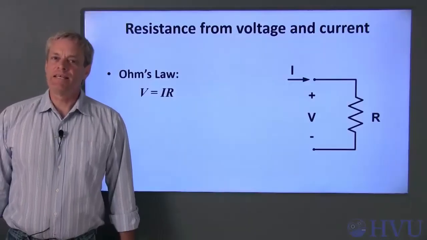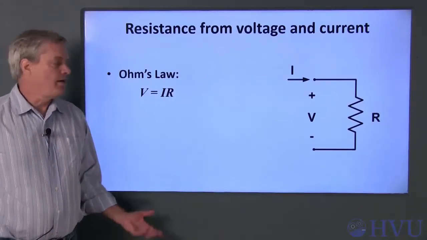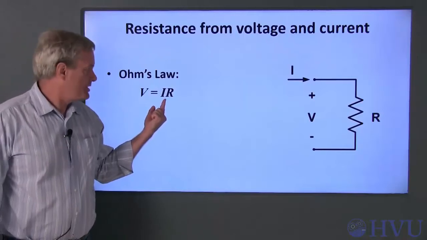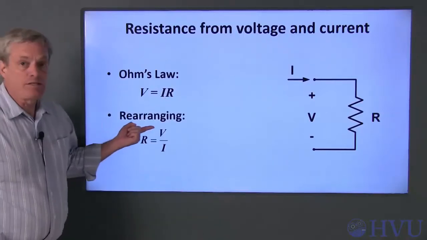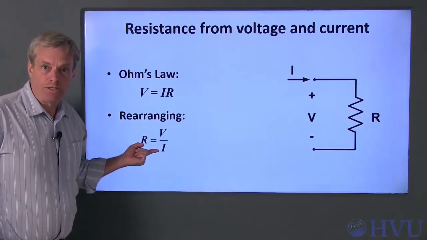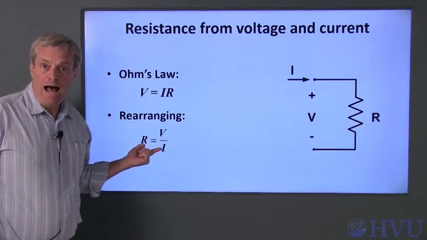Now let's talk about estimating resistance from a measured voltage and current. Ohm's law tells us that voltage is equal to resistance times current. If we rearrange this, resistance is the ratio of voltage across the resistor to the current through the resistor, or R is equal to V over I.